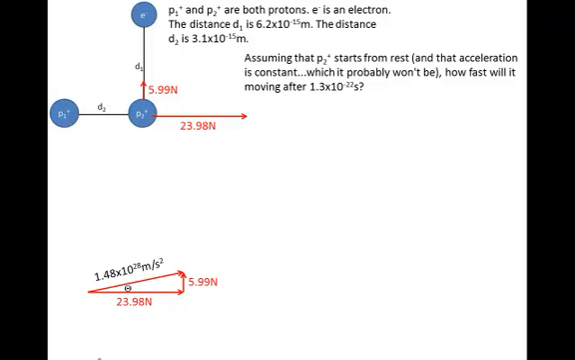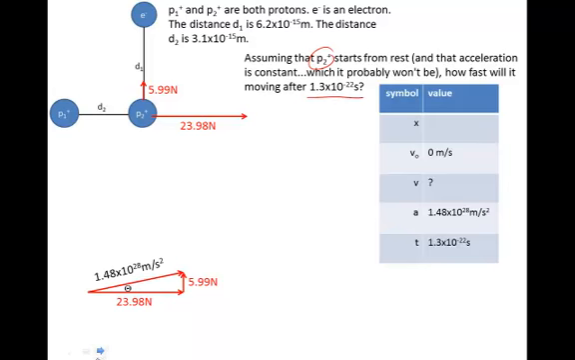All right. Now, let's answer this question. It says, if P2 starts from rest and that acceleration is constant, which it probably won't be, how fast will it be moving after 1.3 times 10 to the minus 22 seconds? So we go to our kinematic strategy. We don't know how far it's going to go. That's not given to us. We know the initial velocity is 0 because it's telling us it's starting from rest. We're looking for the final velocity. The acceleration we calculated earlier, and it's telling us the amount of time.